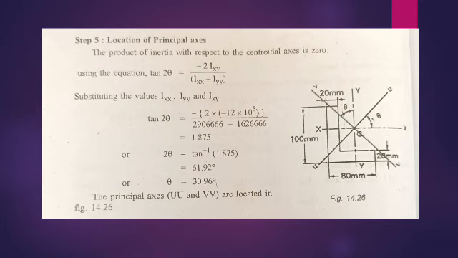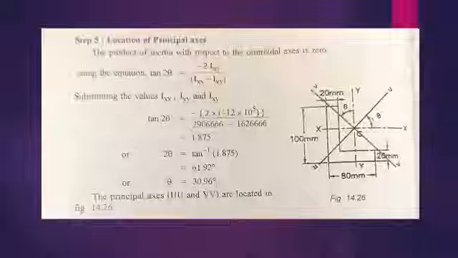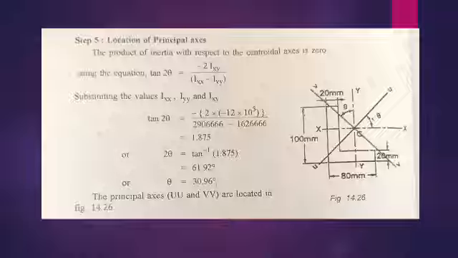Then we want to find the principal moment of inertia Iuu and Ivv. What is the formula for Iuu? Ixx plus Iyy by 2 plus root of Ixx minus Iyy divided by 2 the whole square plus Ixy the whole square. We already found all those values, substitute and get the answer for Iuu. Then similarly, the Ivv formula is Ixx plus Iyy by 2 minus root of Ixx minus Iyy by 2 the whole square plus Ixy the whole square. Substitute the values and get the answer for Ivv.